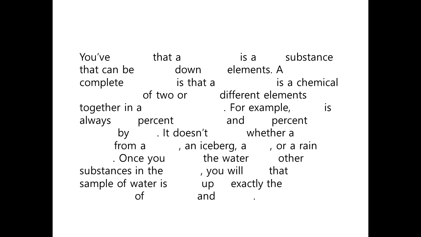Compounds. You've learned that a compound is a pure substance that can be broken down into elements. A more complete definition is that a compound is a chemical combination of two or more different elements joined together in a fixed proportion. For example, water is always 11.2% hydrogen and 88.8% oxygen by mass. It doesn't matter whether a sample comes from a faucet, an iceberg, a river, or a rain puddle. Once you isolate the water from other substances in the sample, you will find that every sample of water is made up of exactly the same proportion of hydrogen and oxygen.